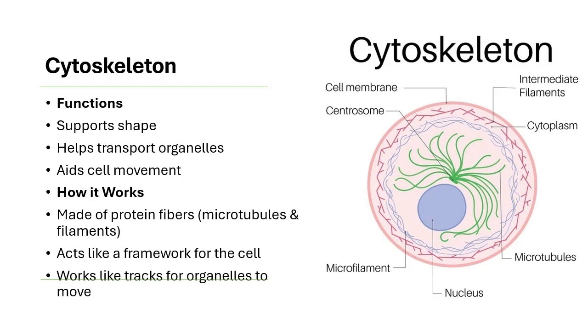Cytoskeleton. The cytoskeleton is like the cell's internal support system. It is made up of protein fibers that give the cell its shape and strength. It also helps in transporting organelles from one place to another inside the cell. During cell division, the cytoskeleton helps move and separate the chromosomes. It keeps the cell stable and organized.